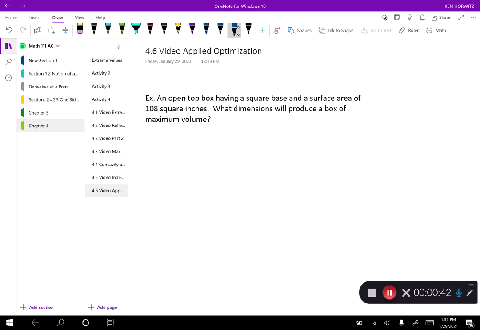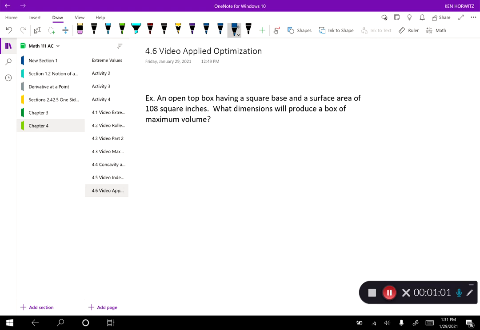The key with applied optimization is that all of these are real things, which means that for the most part, you're going to have a limited domain on most of your problems. So we're going to use that limited domain to our advantage. Let's take a look at the first example.